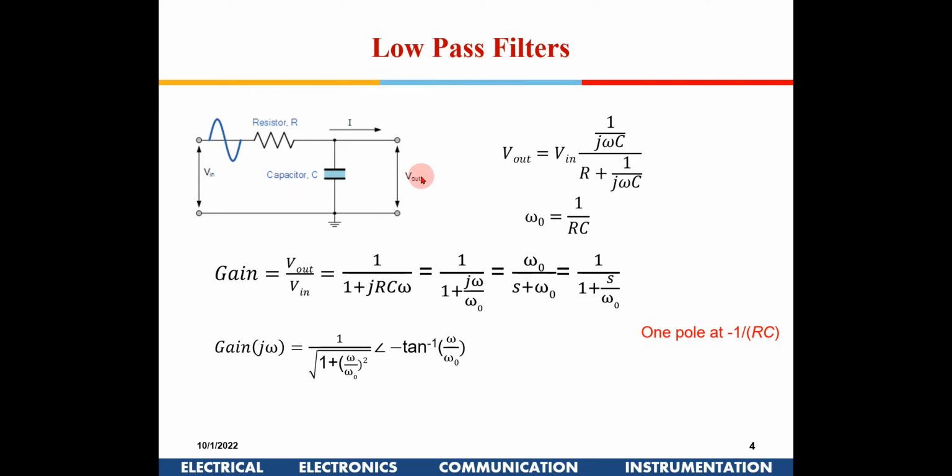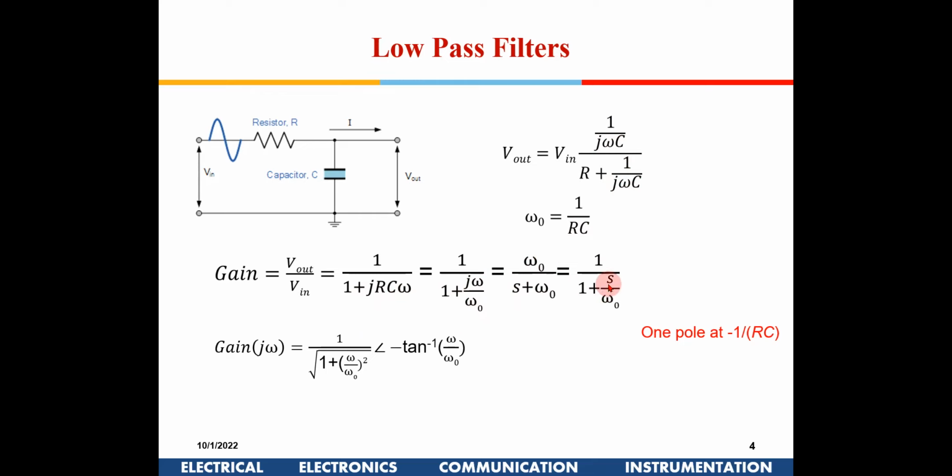Low pass means low frequencies will be passed. Now again, if I write the potential divider equation, it is 1 by j omega C over R plus 1 by j omega C. Again here also the corner frequency is given by omega 0 equal to 1 by RC, and then for the gain, if you take the LCM, the j omega C gets cancelled, and this is what you get. And again, taking omega 0 to the top and some rearrangement, you will get this.